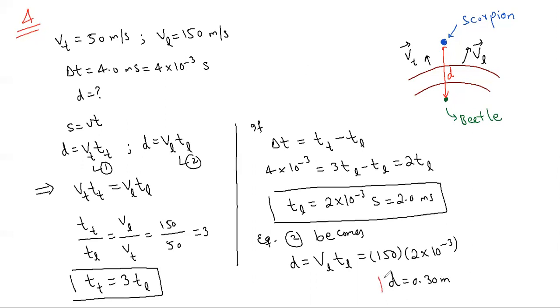So this is how we can find this distance between the beetle and the scorpion. In this way, the scorpion will know how far away the beetle is. Okay, this is problem number 4. Let's do problem number 5 now.